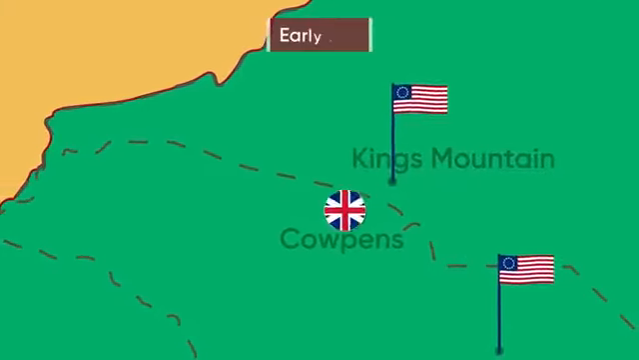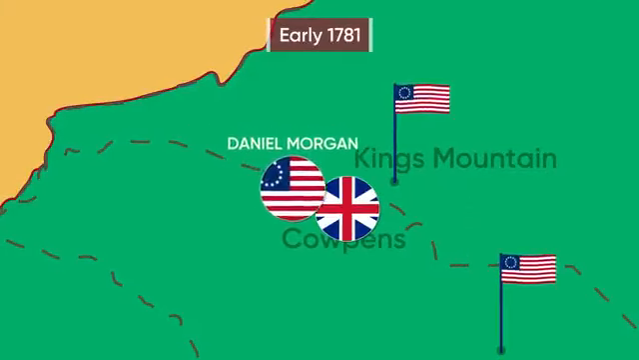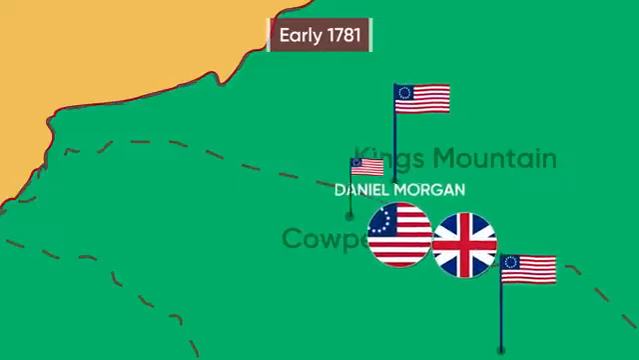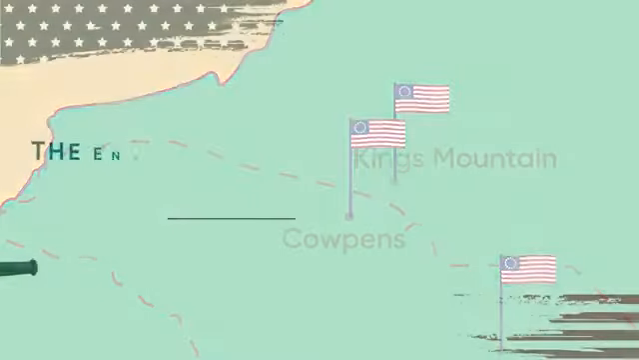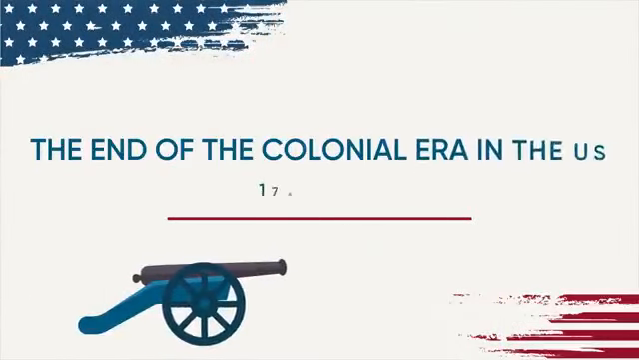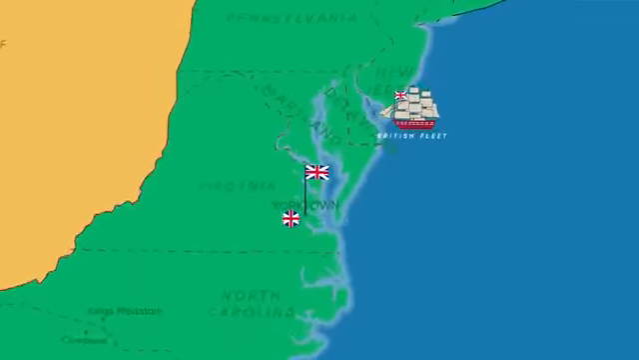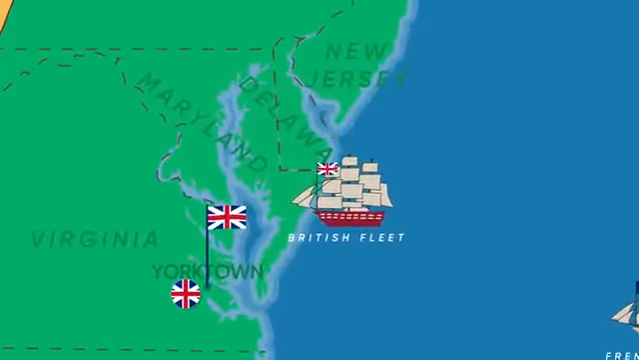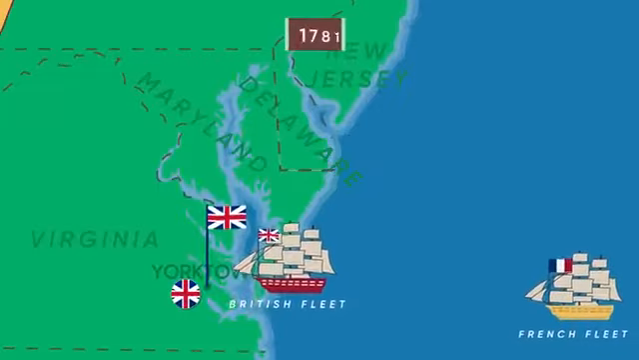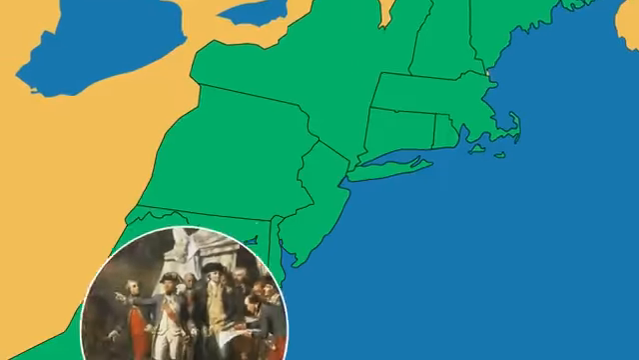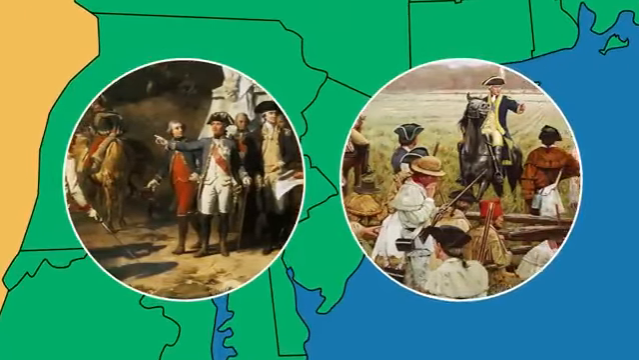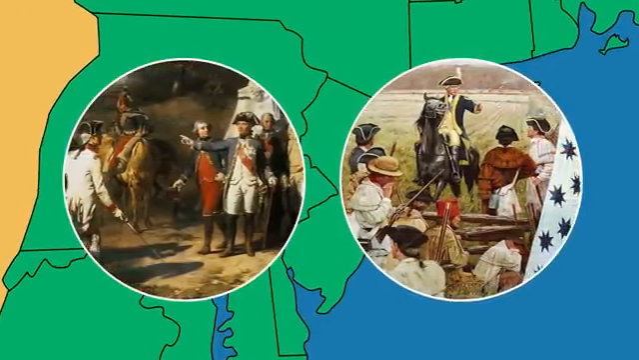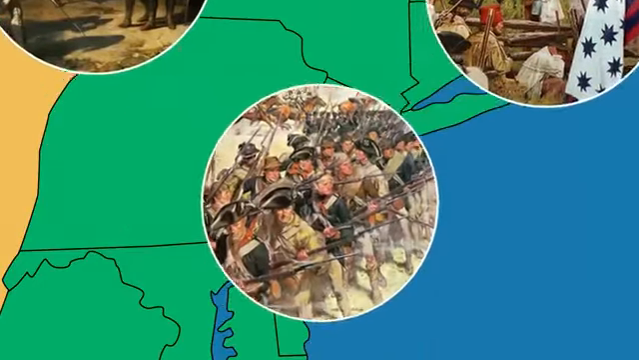In early 1781, General Daniel Morgan routed the British at Cowpens, South Carolina, marking America's victory on January 17th. The end of the colonial era in the U.S. The last major battle of the American Revolutionary War took place at Yorktown, Virginia in 1781. Washington and French commander Rochambeau teamed up to prepare for an attack against Clinton's forces with a total of around 14,000 soldiers and 36 French warships.